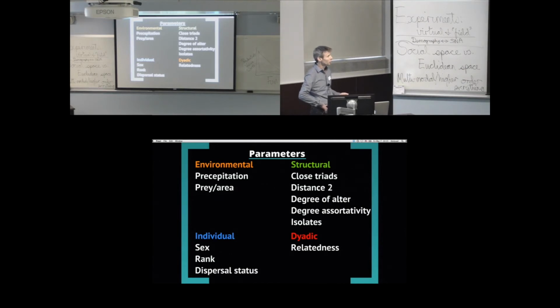There are individual parameters that include sex, social rank, and dispersal status, and each one of them actually has two forms. First is sex itself. Do I prefer males or females? And second is sex similarity. Do I prefer to connect to individuals of my sex or the other? And that goes also for rank and dispersal status. I should note that dispersal status is relevant only for males because they may be natal or immigrant, and females are all natal. And as a dyadic parameter, I've got relatedness.